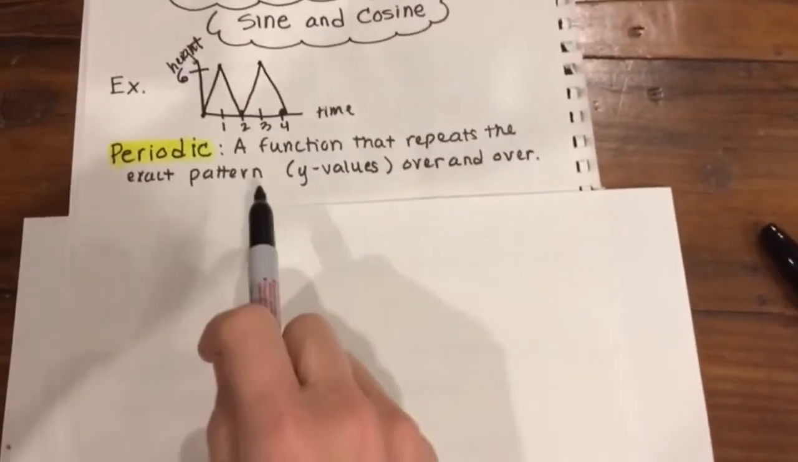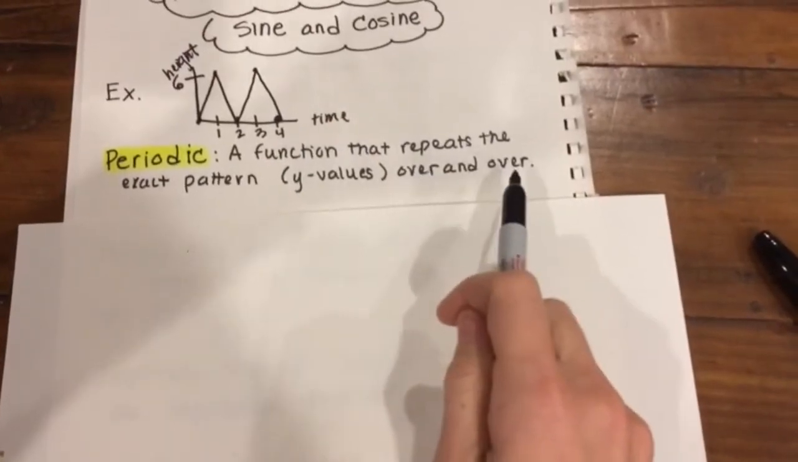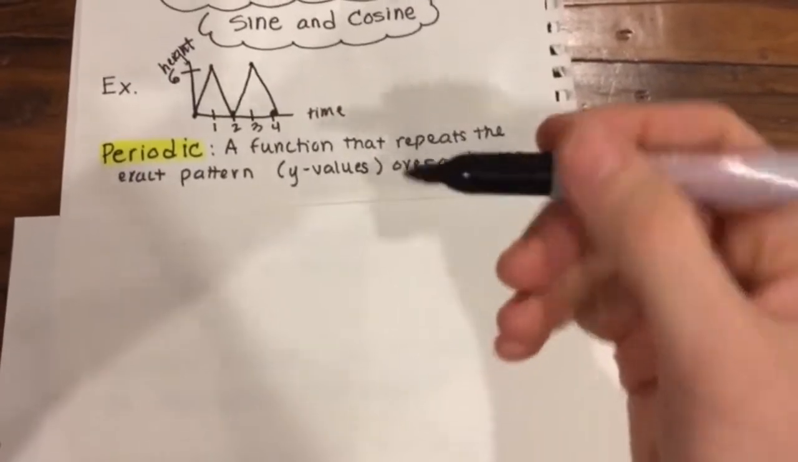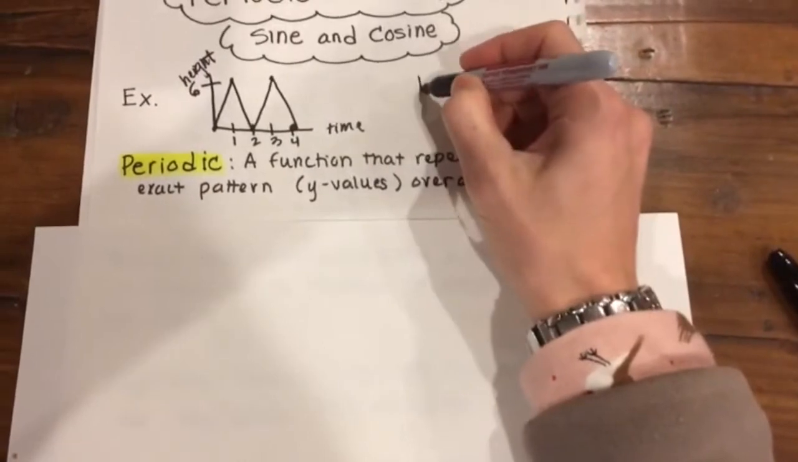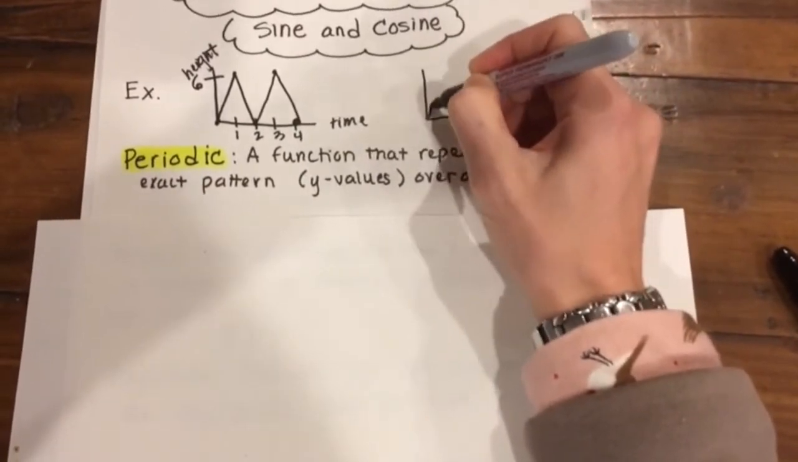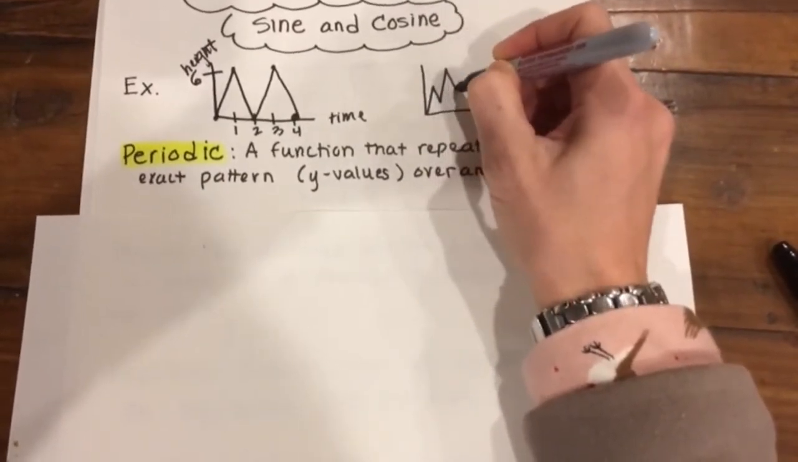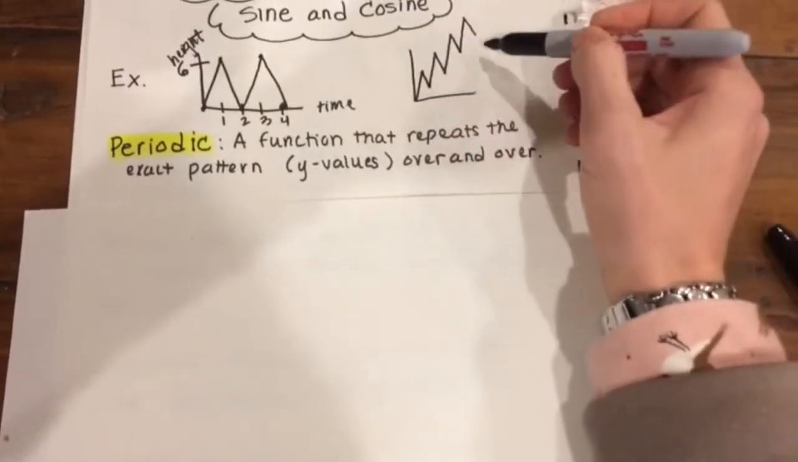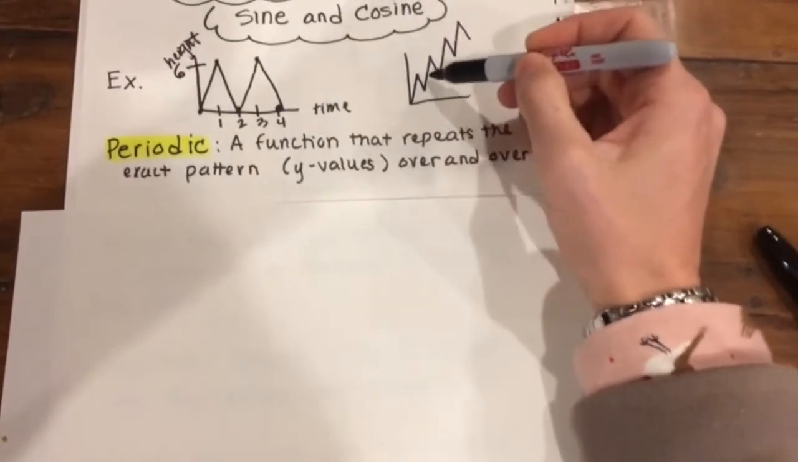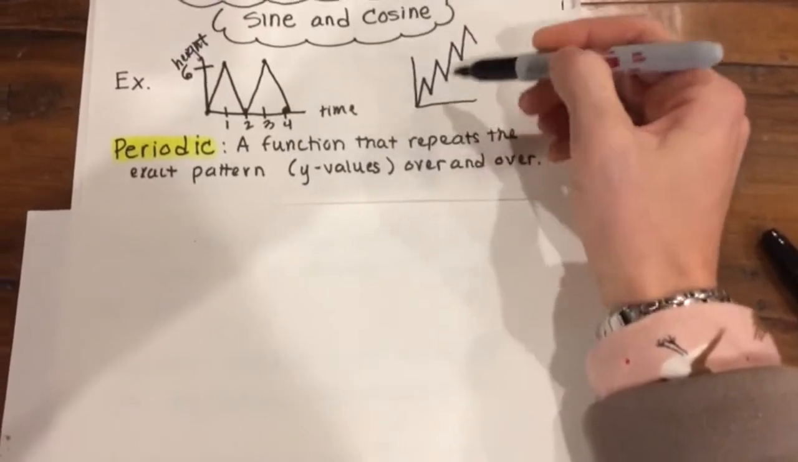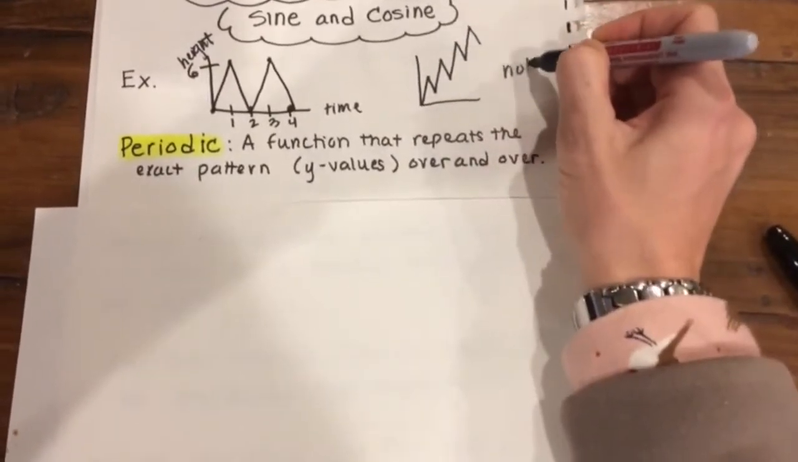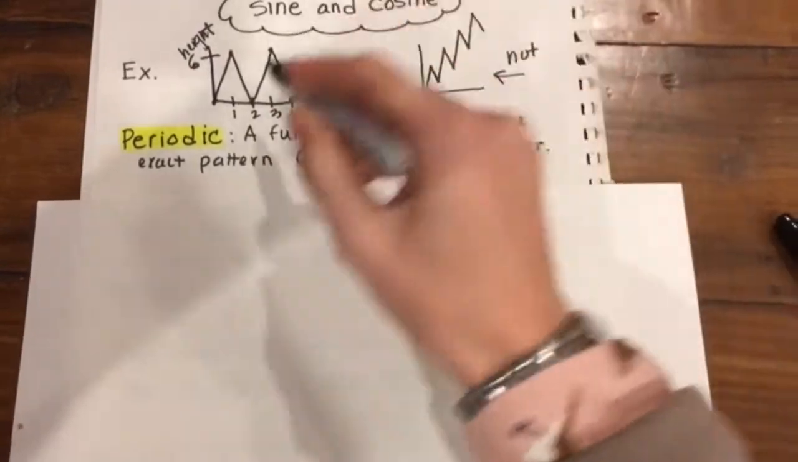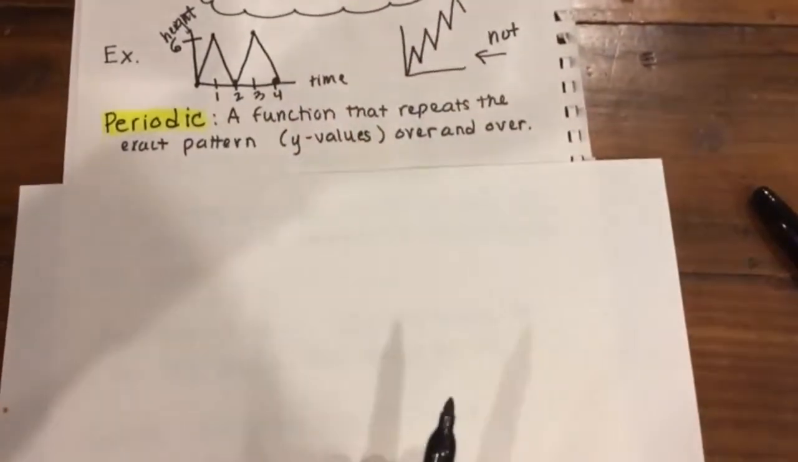It repeats the exact pattern of y values over and over again. So something that's not periodic would be something like this. Okay, it looks like it has a pattern, but the y values are increasing each time, so it's not actually repeating the exact same y values. So this is not periodic here. But our ball bouncing one was.